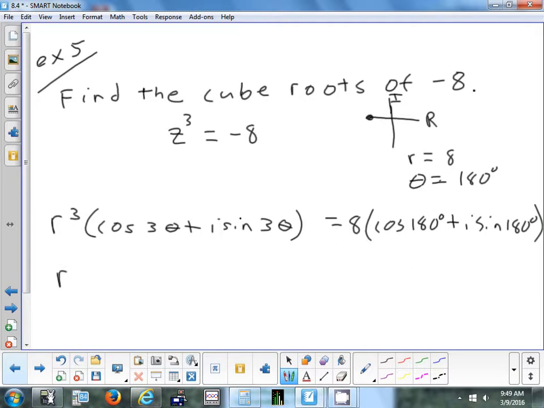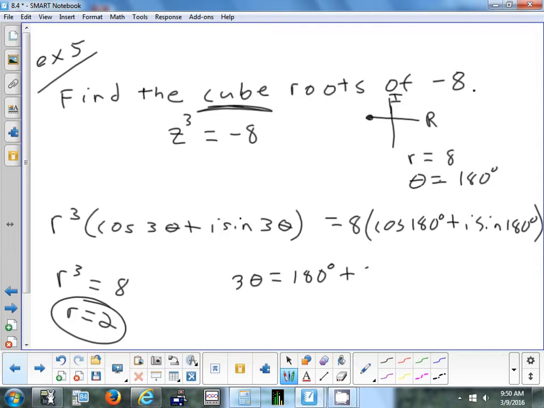What does r cubed have to equal? 8. And what number do you cube to get 8? 2. So in all 3 answers to this problem, that's your radius. Somebody give me my equation for my angle. 3 theta equals 180 plus 360k. And now, how do we get theta by itself?